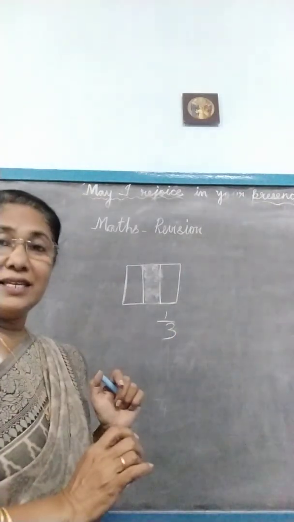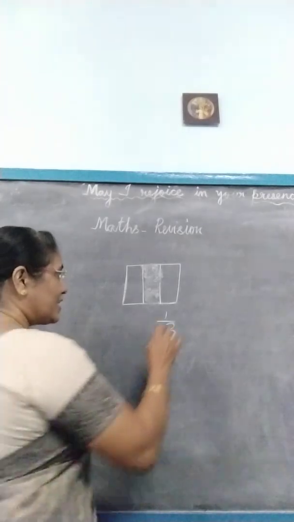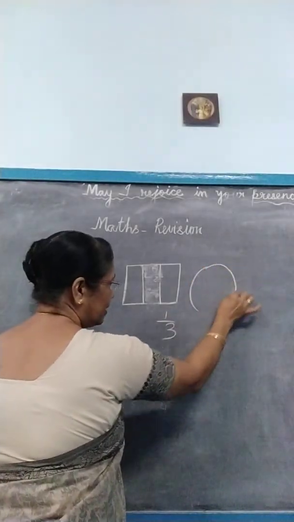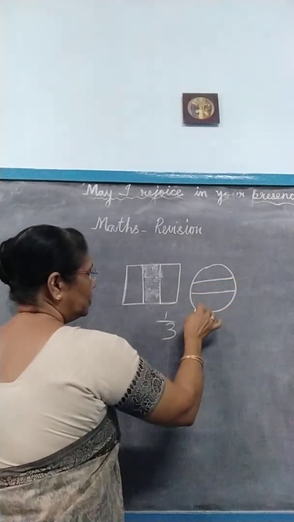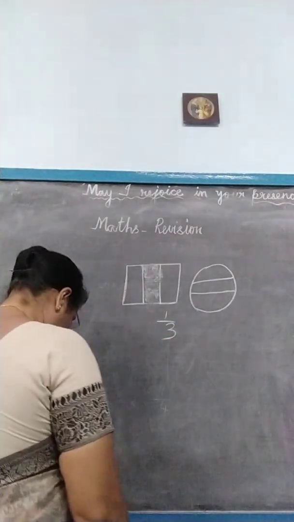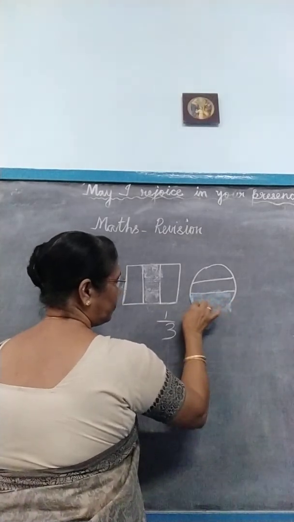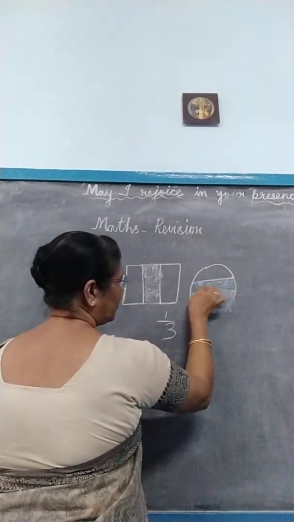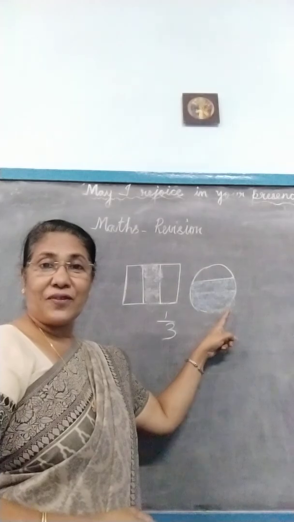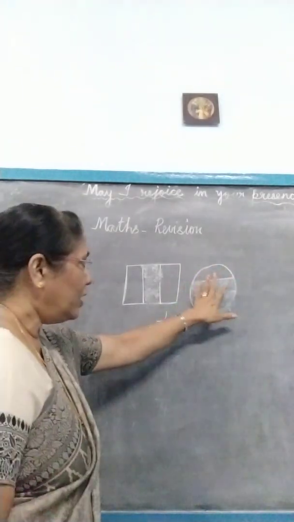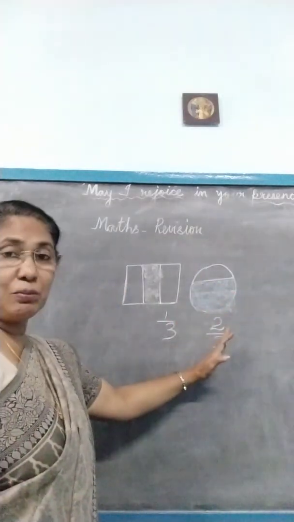Now I will shade the picture and you must tell me what the fraction is. This is a circle. I am dividing it into 3 portions. Now I am going to shade these 2 portions. What is the fraction you will write? Out of the whole, only 2 portions are shaded. 2 by 3. This is 2 by 3.